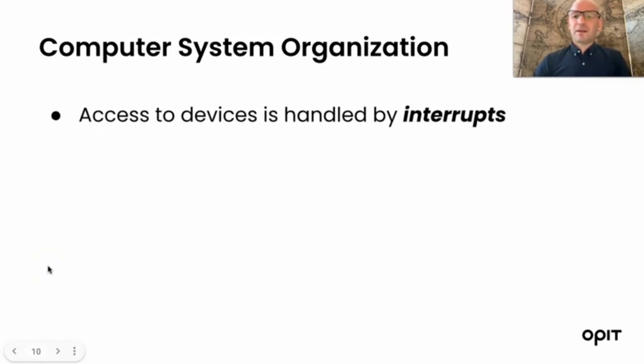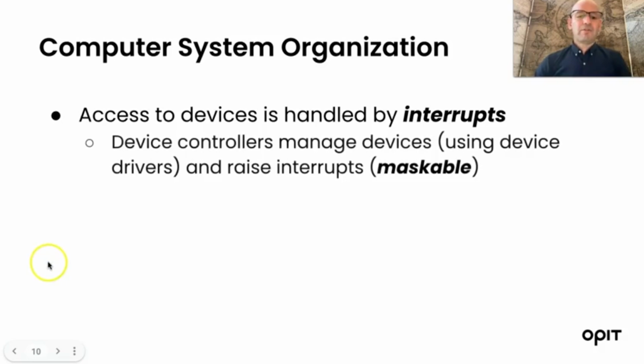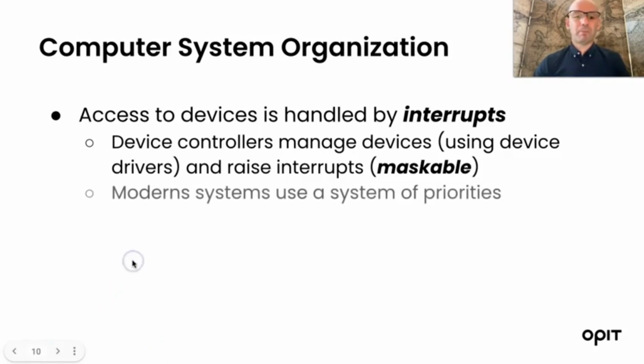So access to devices in an operating system is handled by what are called interrupts. We're going to talk in great detail about interrupts. Device controllers manage devices using device drivers, and they raise interrupts. So if you hit a stroke on a keyboard, that will be handled as an interrupt. So if we press a key, that keystroke needs to be processed. Okay, and so by creating an interrupt, the keystroke is given access to the CPU, so that it can be processed and then, for example, displayed on the monitor for the user in a word processing program or whichever program they have open.